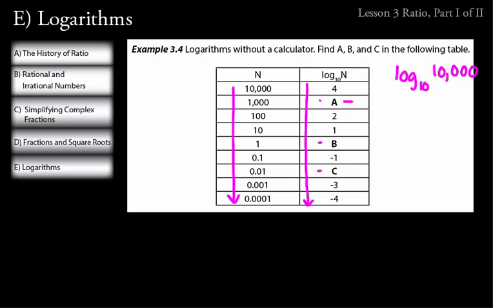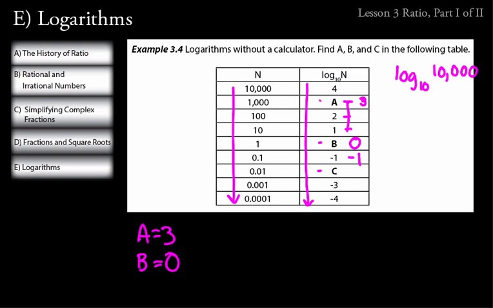So we have 4, blank, 2, 1. Go back up. 1, 2, 3. 1,000. Log base 10 of 1,000 is 3. We just did that in example 3.3, right? So A is equal to 3. So we have 3, 2, 1, 0, minus 1. So we're just going by integers, right? Skipping along there. So B is equal to 0.